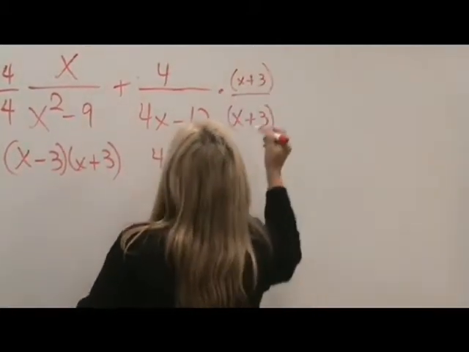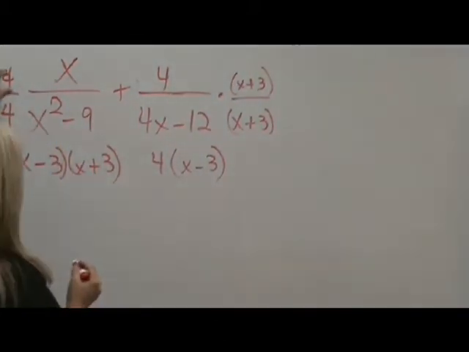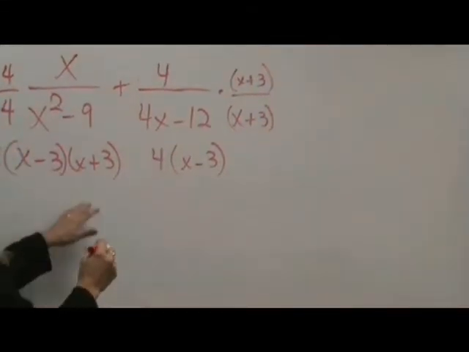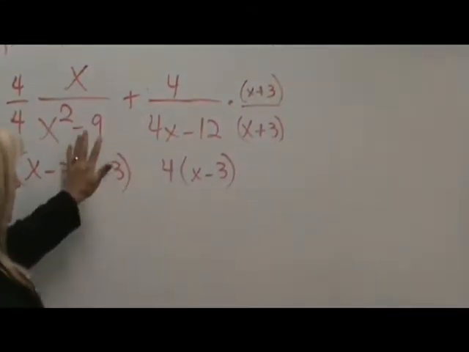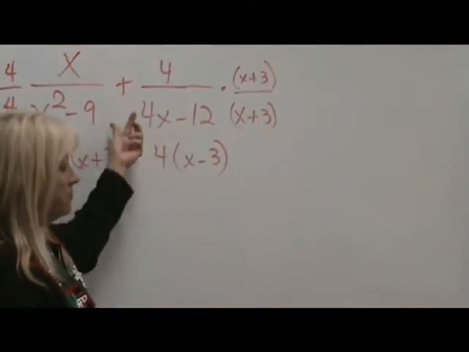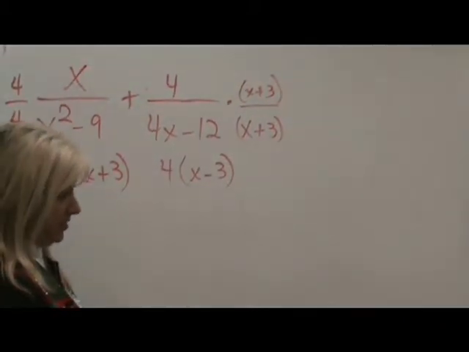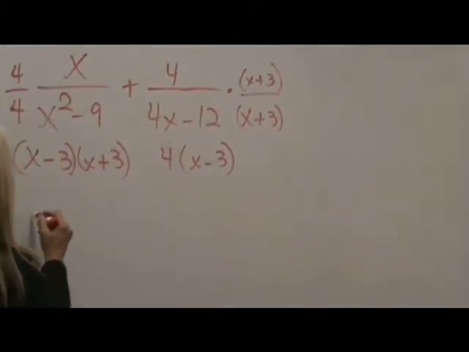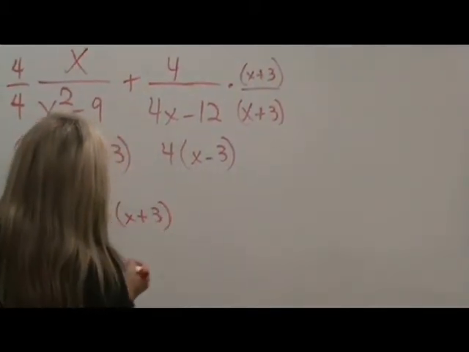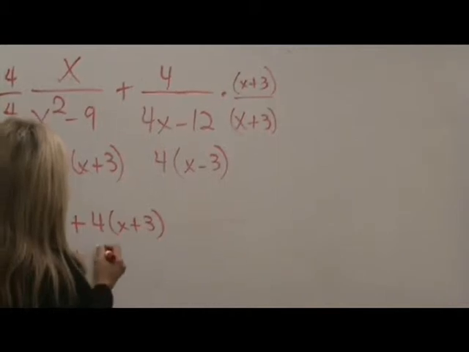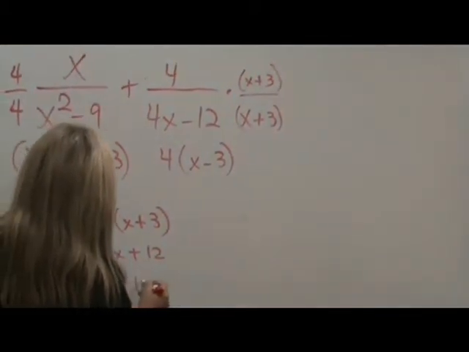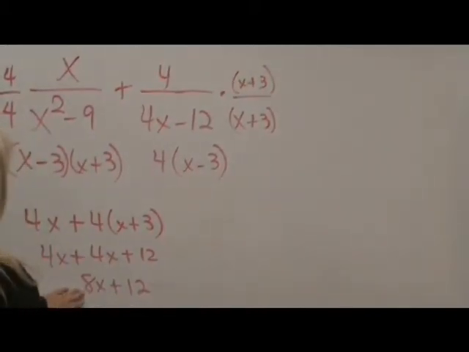Yes, ma'am. Okay, so then I'm just going to work in my numerator until I get it down, and then we'll put it back over the denominator. One of the things with rational expressions, when we don't have an equals mark, you've got to remember to put it back over the common denominator. So we have 4x plus 4 times x plus 3, which would give me 4x plus 4x plus 12, which would be 8x plus 12. That's my numerator, right? Simplified.